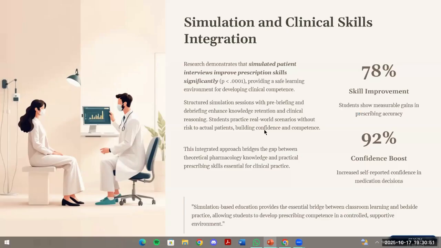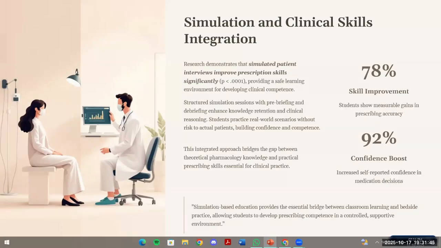So in the real world scenario, it reduces the risk to actual patients, builds up confidence and develops competency among the students, doctors, nurses, and pharmacists, which is the integrated medicine approach, bridging the gap between knowledge and practical prescribing skills, essential skills for good clinical practice required for healthcare professionals. The study showed that 92% confidence boost was achieved by the simulation methods, and 78% skill improvement, measuring the grade with prescribing accuracy.